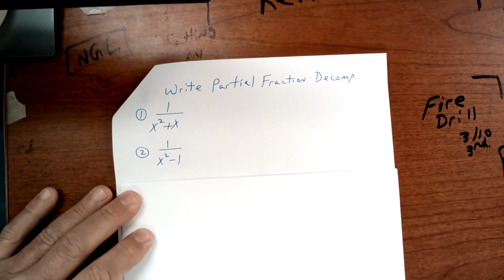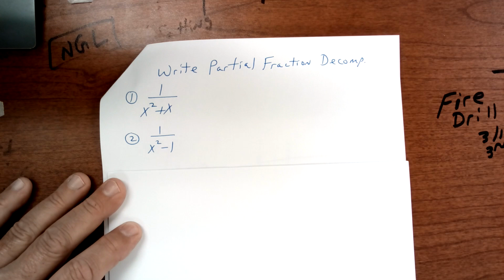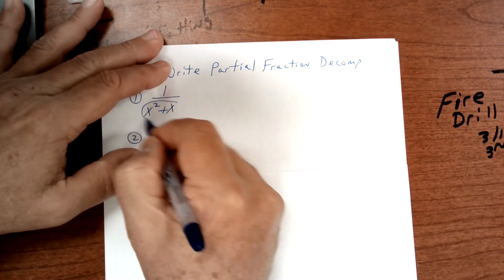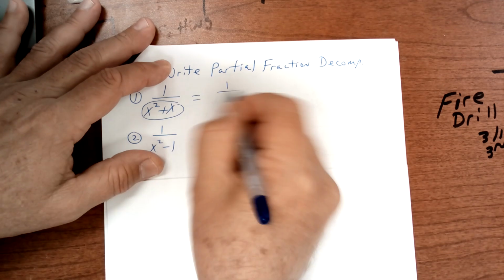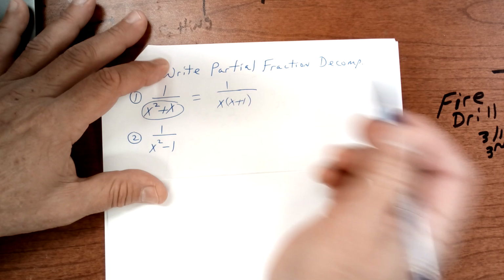Seventh period says write a partial decomposition. Well, we're going to watch a video on that, but let's think about this one. So how do you factor the bottom? The bottom has an x in common, so you're going to take out an x, and you're left with x plus 1. Okay, so that's what you have.